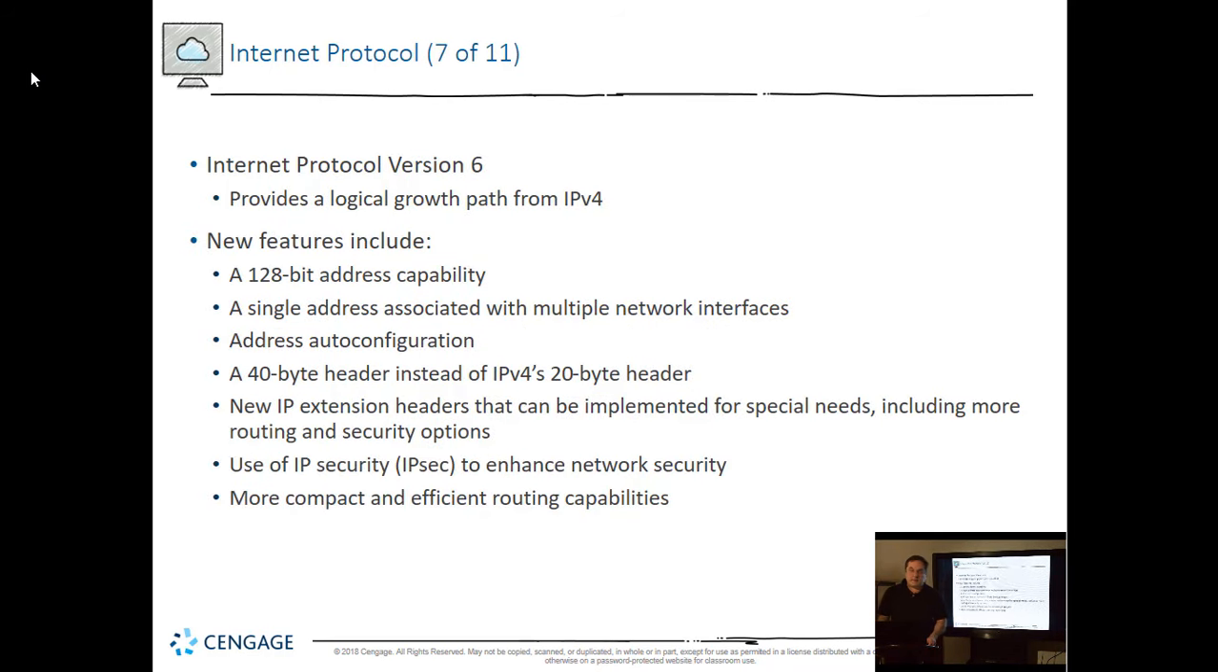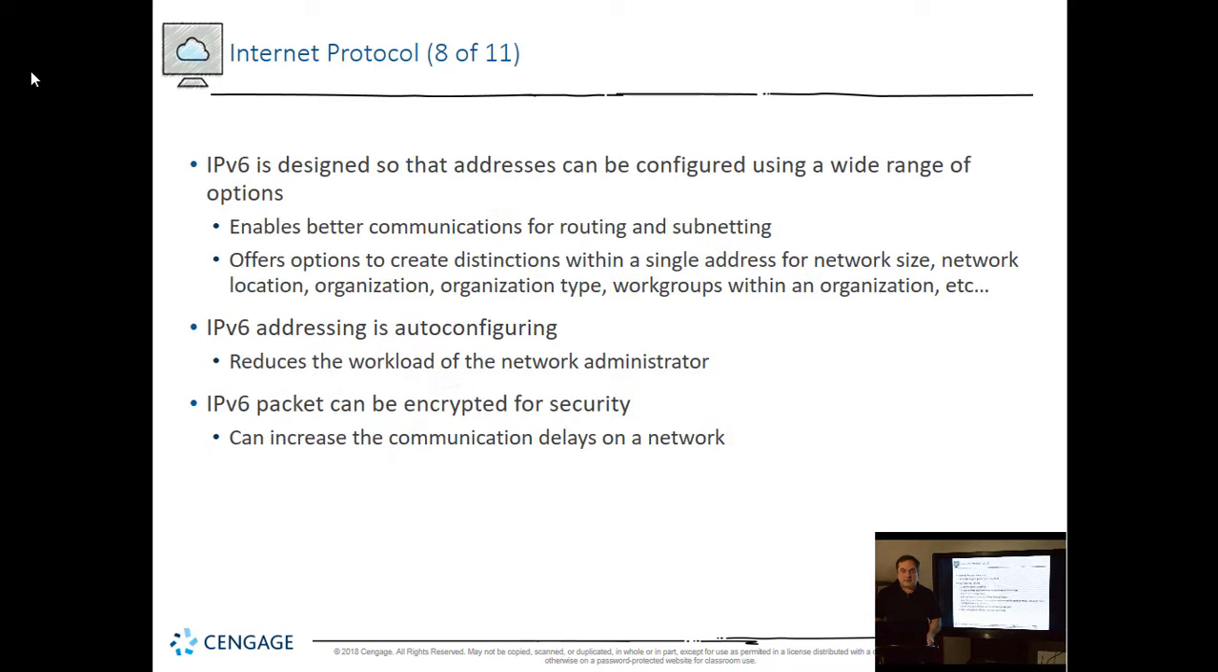IP version 6 provides a logical path from 4, so if you've run out of IP addresses, you can certainly do that. 128-bit address capability, so remember version 4 has 32 bits, so version 6 has 128 bits. So that means that's a lot of addresses. So you can see some of the different information here. We don't do a lot on IP version 6, so I won't cover that much of it, but I just want you to be aware that it's out there. And other classes, we will be doing IP version 6. So it is better communications for routing and subnets. It does provide some security. Overall, IP version 6 is just a better protocol.